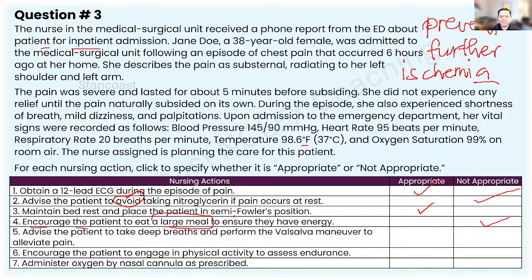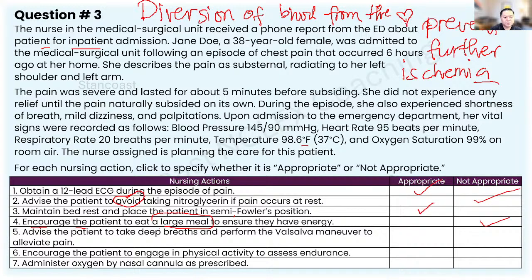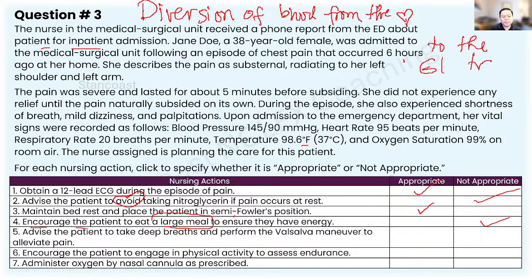Because when they have a large meal, what do you think can happen to the heart muscle? Remember about the diversion of blood flow. Blood is diverted from the heart to the GI tract. There is redirection, somewhat like a shunting. So there is a detour of the blood flow. Instead of focusing on the heart muscle, a full meal can detour the blood flow to the GI tract.